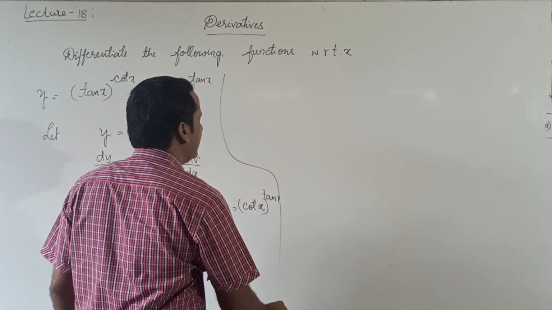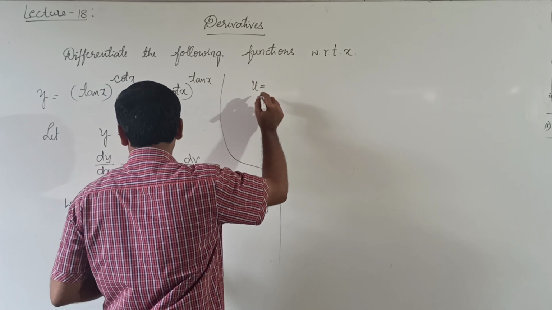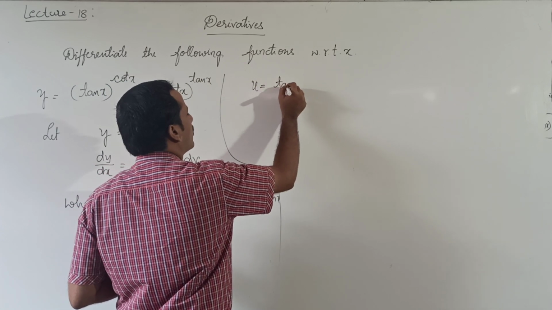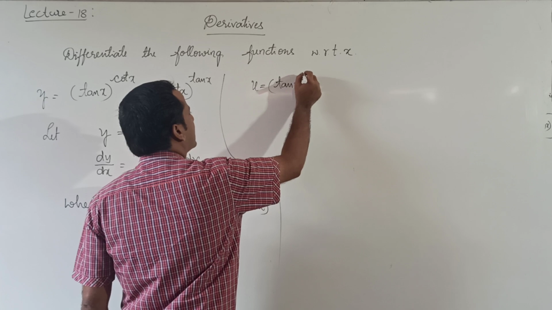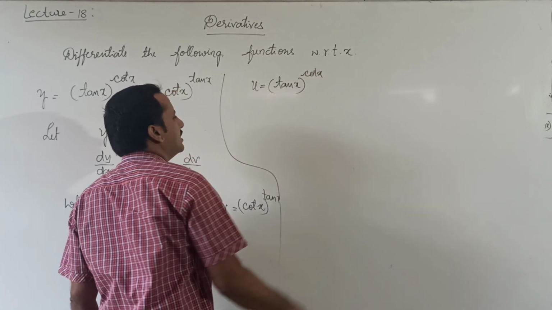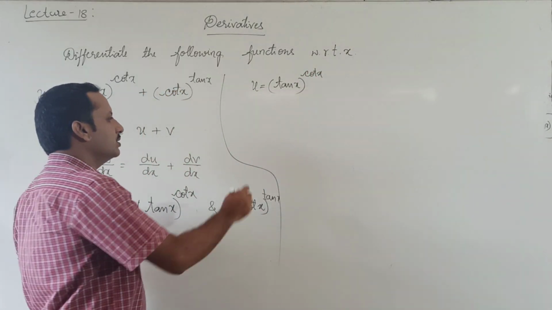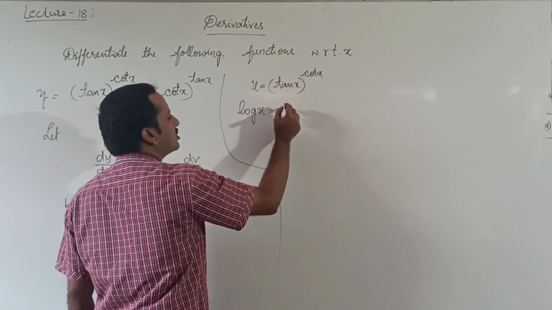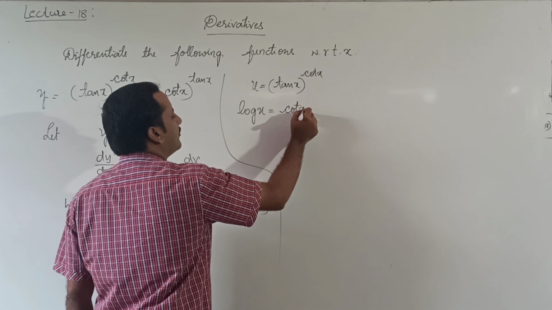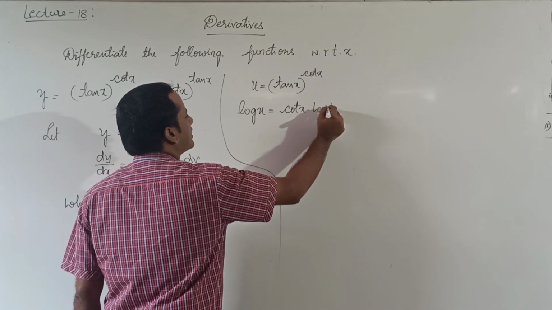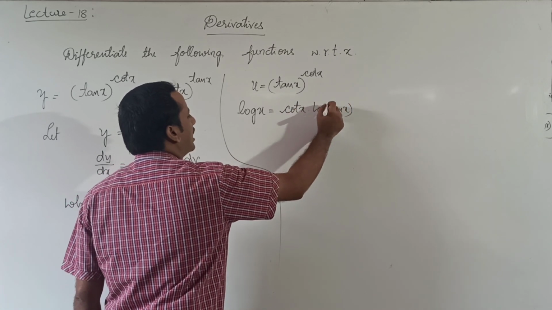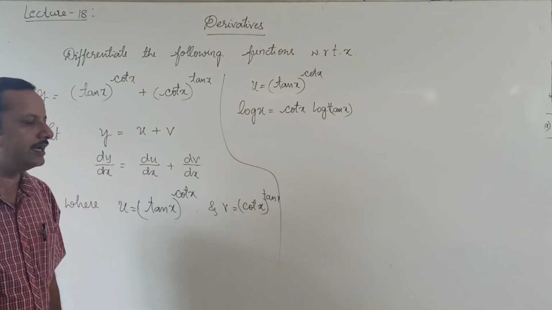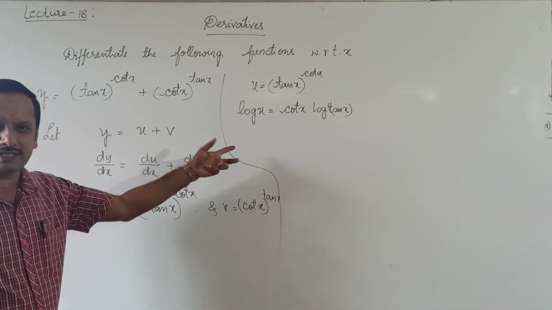Okay. So first I will take u. U is equal to tan x to the power cot x. Okay, taking log on both sides, that will give you log u is equal to log tan x to the power cot x. After simplification, I can write it as cot x into log tan x. I don't have enough space here to write those steps in detail, so I think you can understand now.